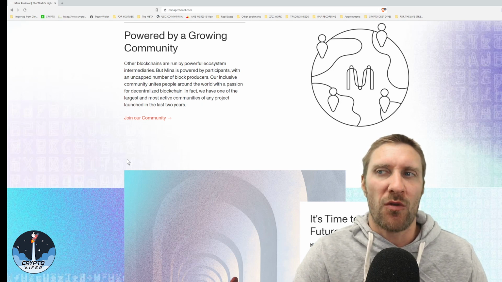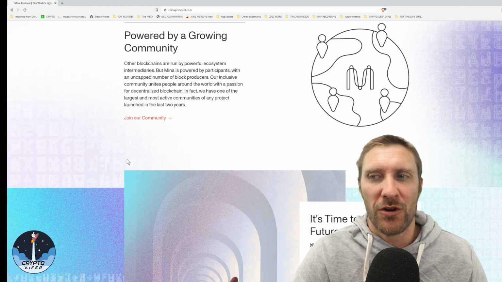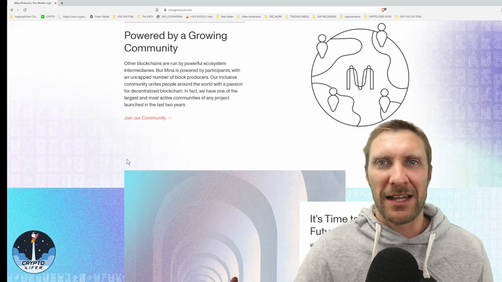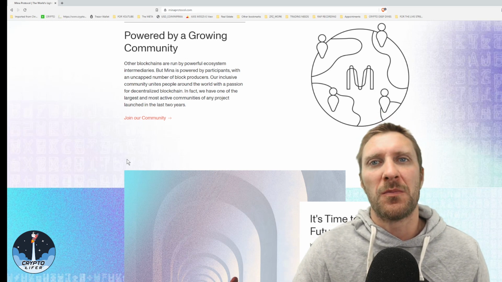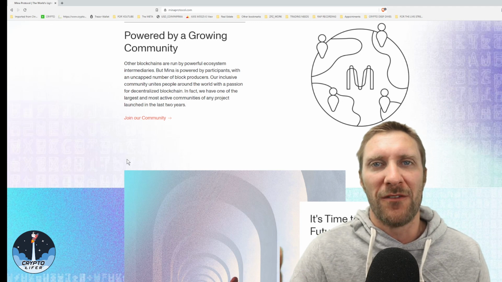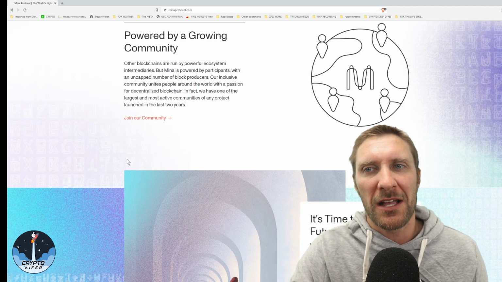Powered by a growing community, other blockchains are run by powerful ecosystem intermediaries, meaning like Phantom. You have to spend $80,000 to get a Phantom node or something, $130,000. So like anyone who's running these nodes are already substantially high-end net worth people, right? What about the people that are beginning? What about the people at the grassroots? This program brings people in from the grassroots. That's why I really like Mina Protocol.